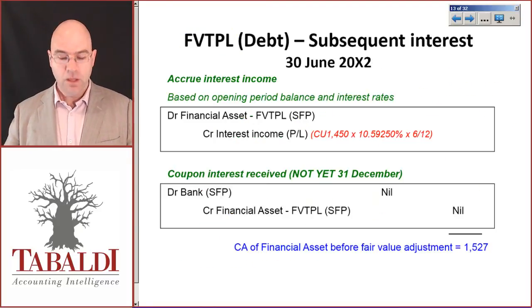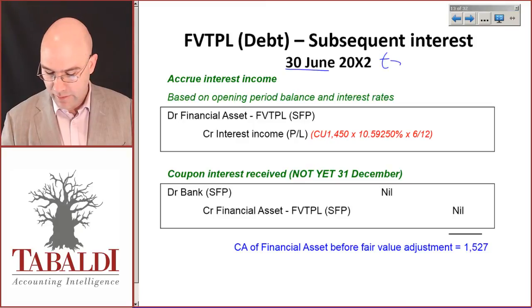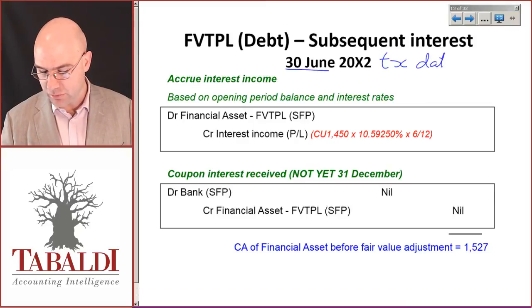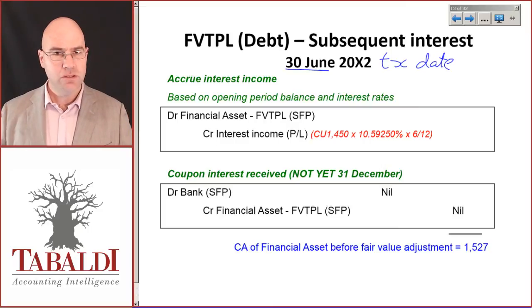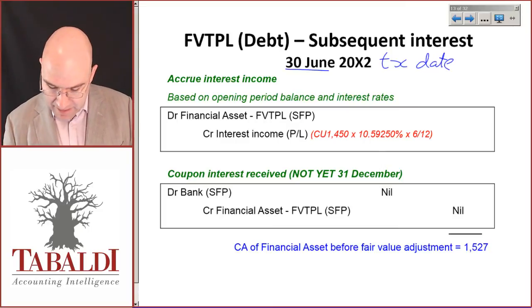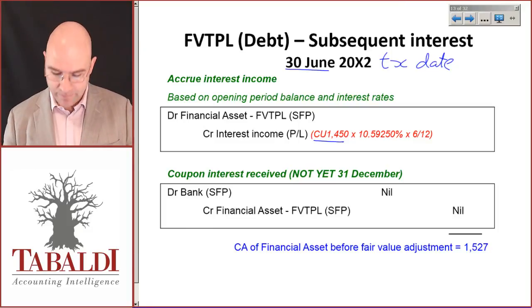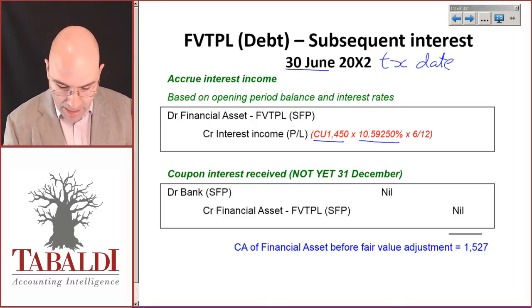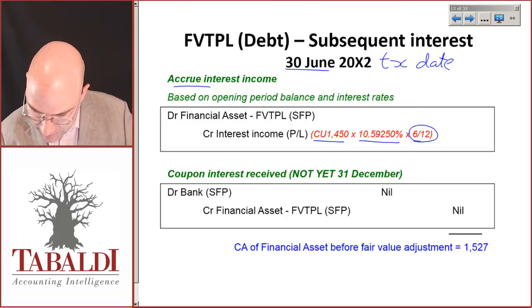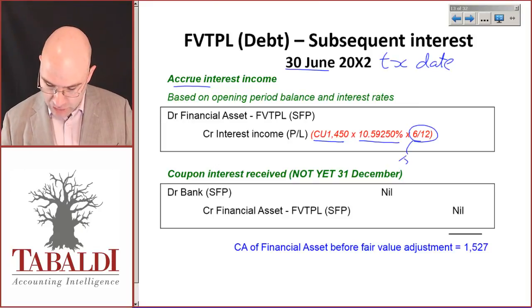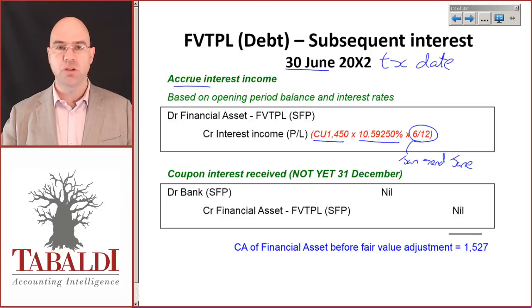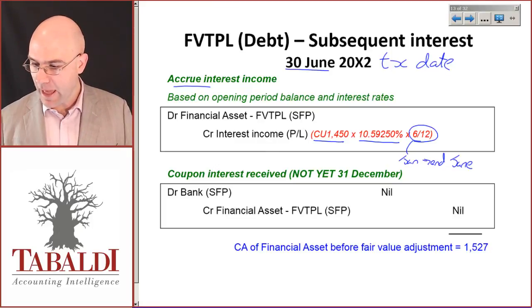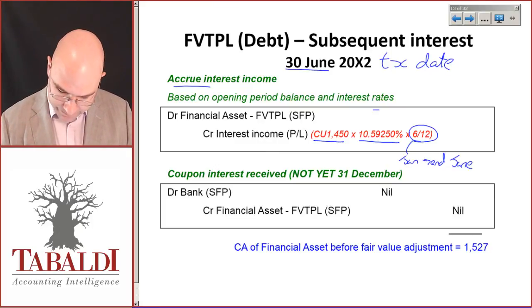Then I need to remember that I sold this bond on the 30th of June. That's my next transaction date. So what must I do? I must still accrue interest for this, right? So I take my previous fair value of 1,450, times it by the interest rate. So last year's closing interest rate is this year's opening interest rate. But now remember, I have to accrue for this. So I'm timesing it by 6/12, 6 months. So for January to the end of June, up till transaction date. And that is going to give me a figure of 77.